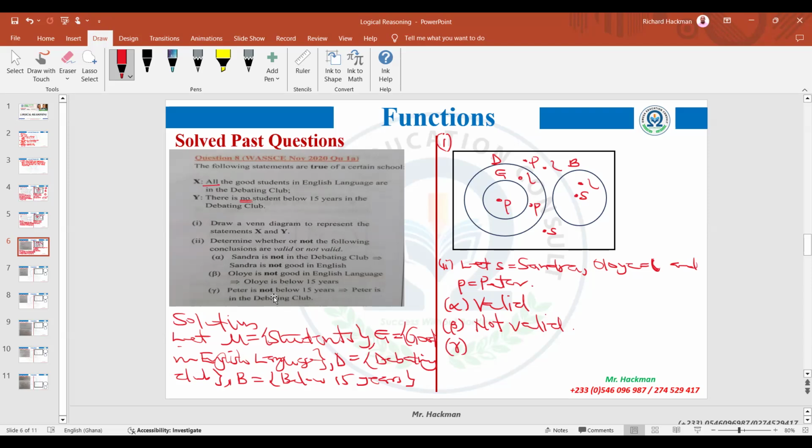Now let's come to your D. The whole of this is your D. Do you have any P outside D? Yes, you have 1 here. So it means that counters, and that will give you not valid. You get the point?